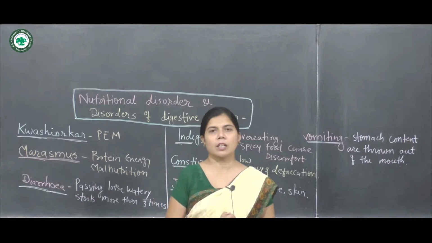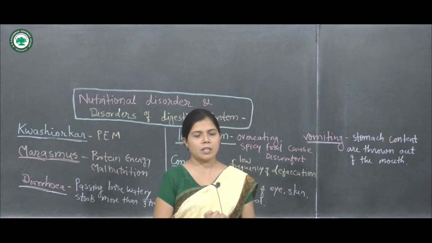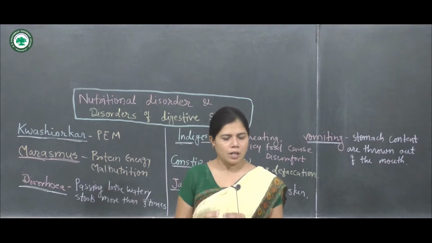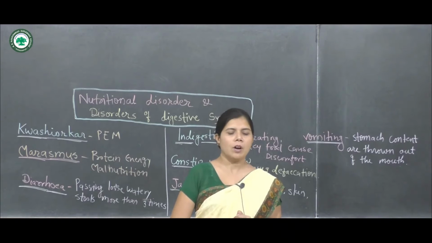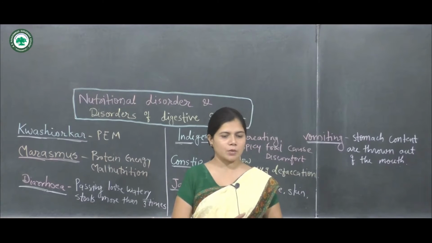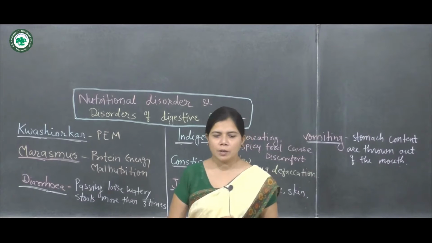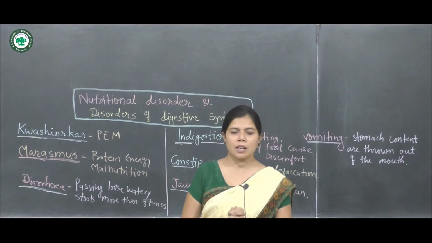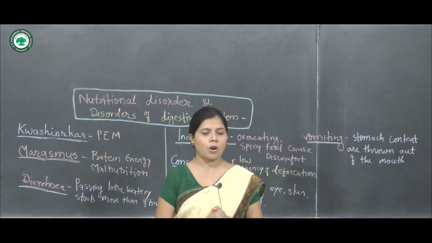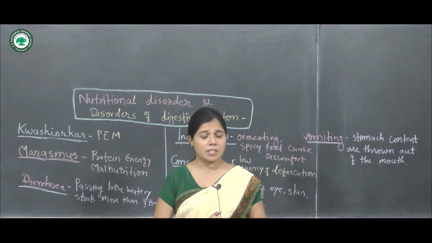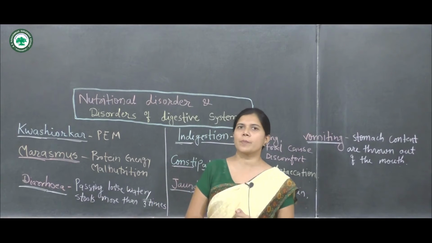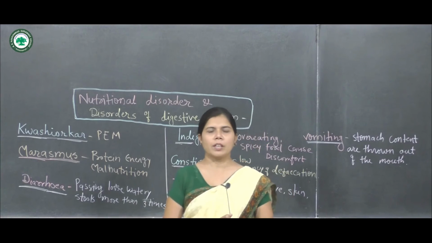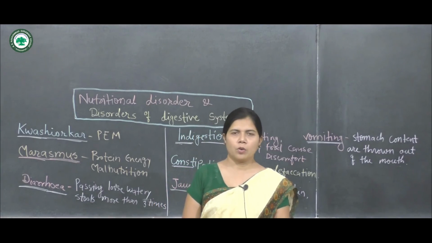So students, today we discussed human nutritional disorders, or we can say disorders of the digestive system, in which protein energy malnutrition causes two diseases, kwashiorkor and marasmus. Along with kwashiorkor and marasmus, we discussed indigestion, constipation, diarrhea, jaundice and vomiting. So today our topic is over. Thank you.